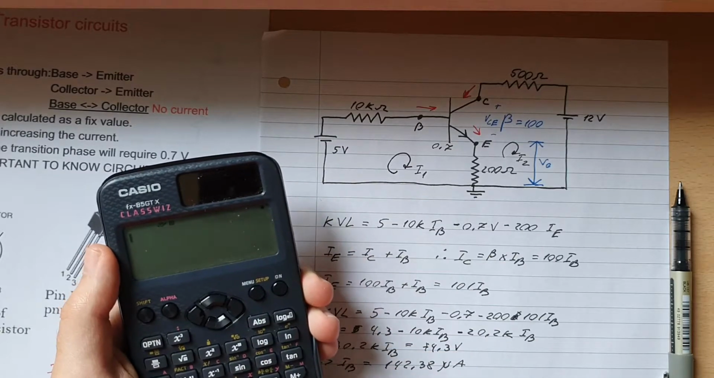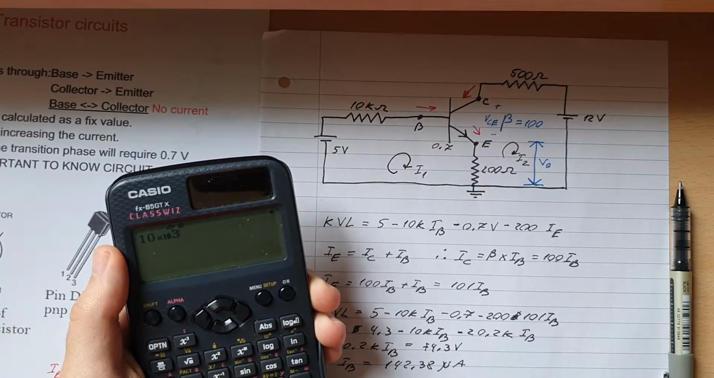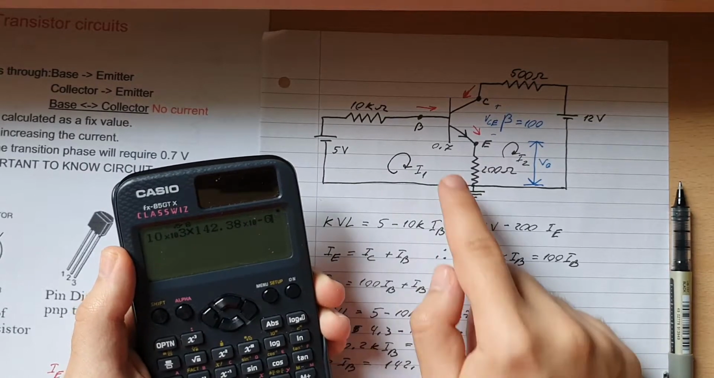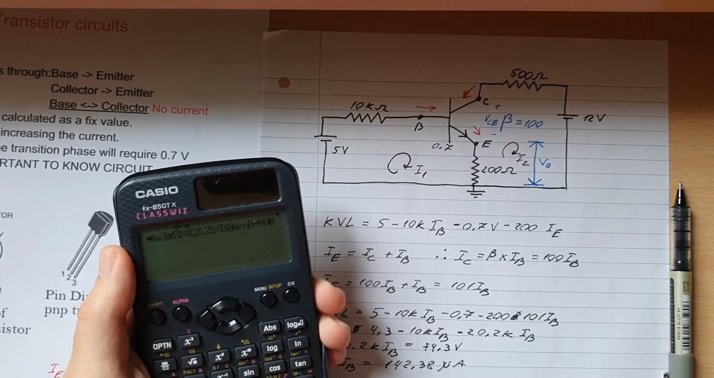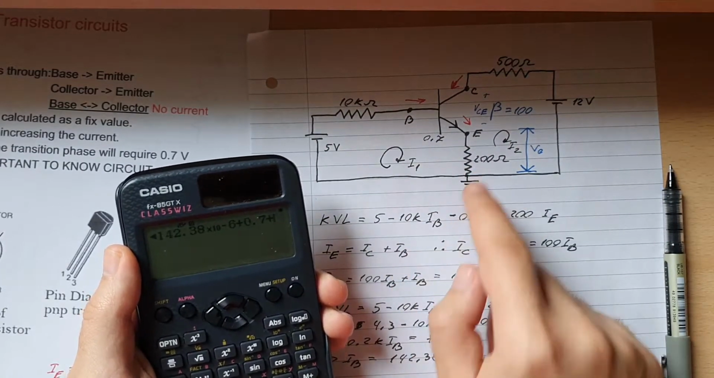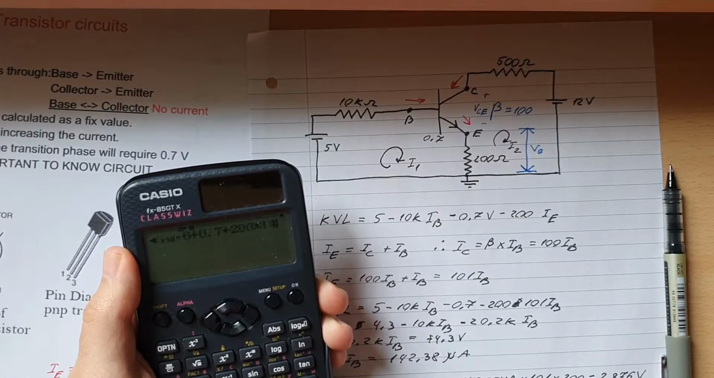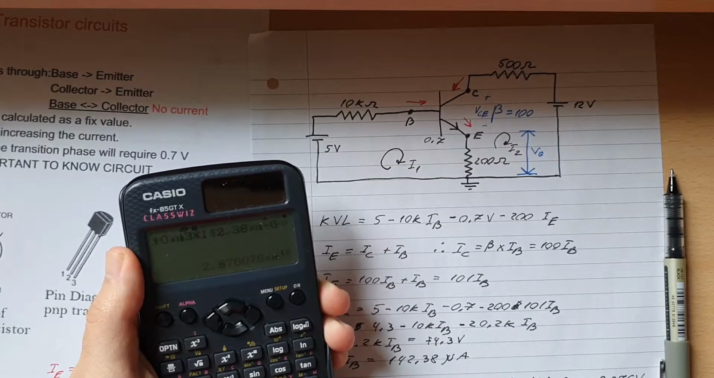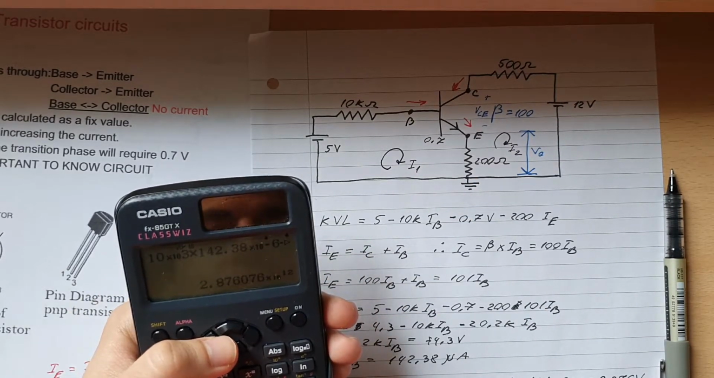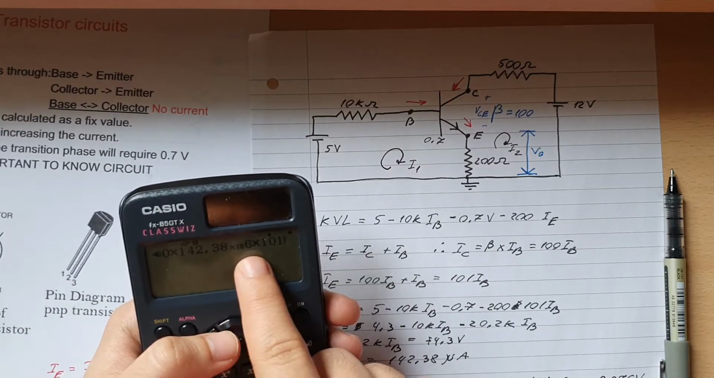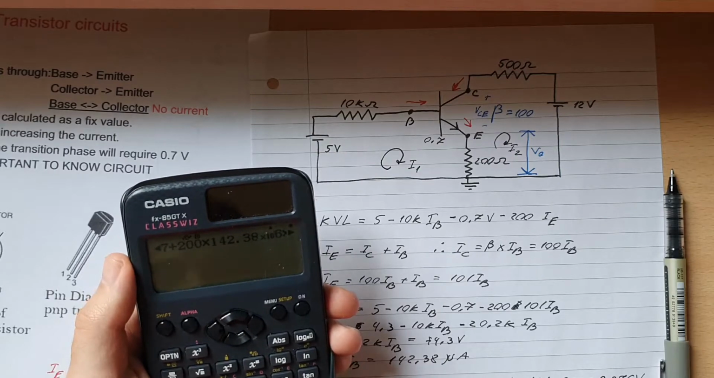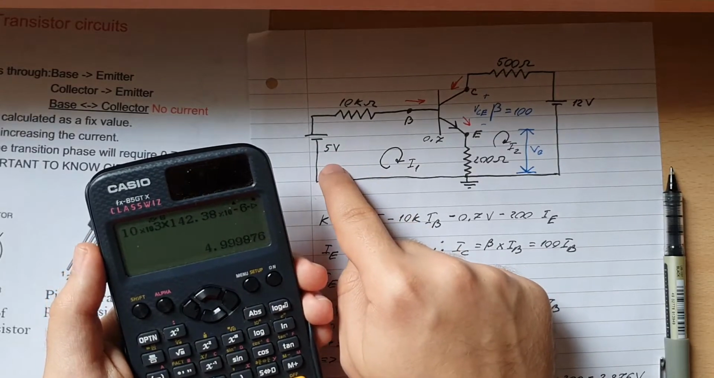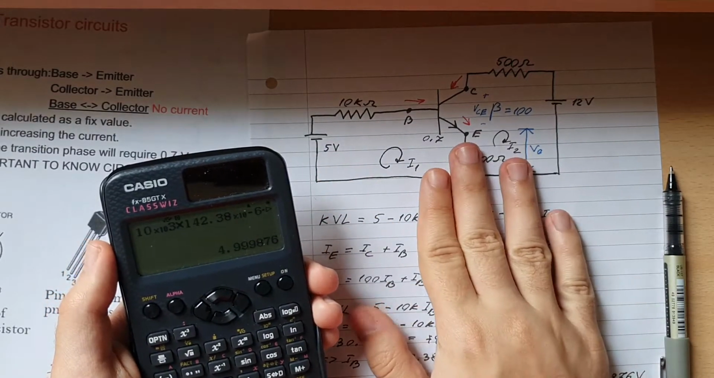And I guess I can prove it to you right now. So 10 times 10 to the 3, multiplied by 142.38 times 10 to the minus 6, and then plus 0.7, the voltage drop here, plus 200 times 142.38 times 10 to the minus 6 times 101. And oh, did I do something wrong? Oh, I forgot to put the minus. There you go, minus. And there you go, 4.9999876. So it's basically 5 volts. And there you go, this is how you also check the problem.